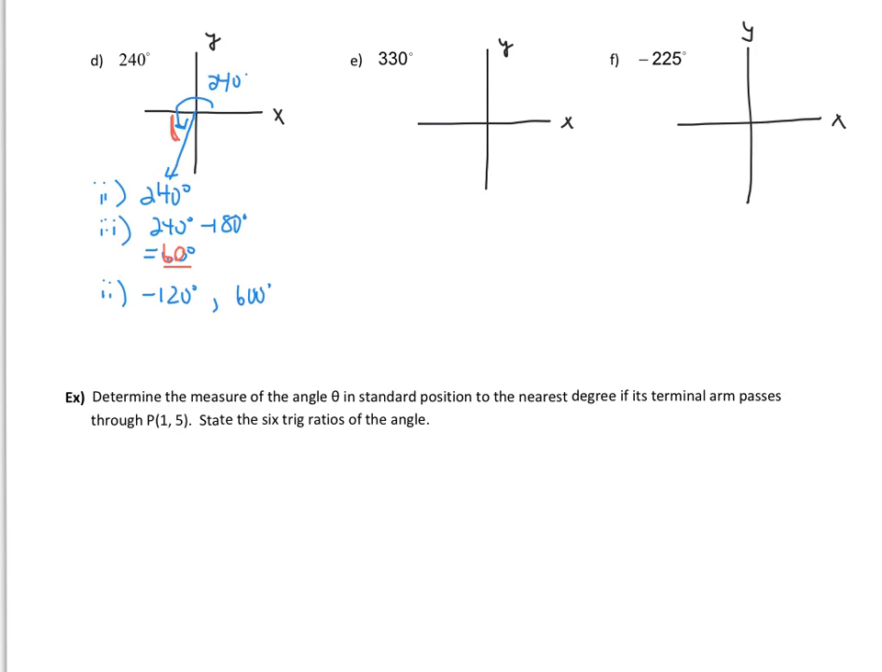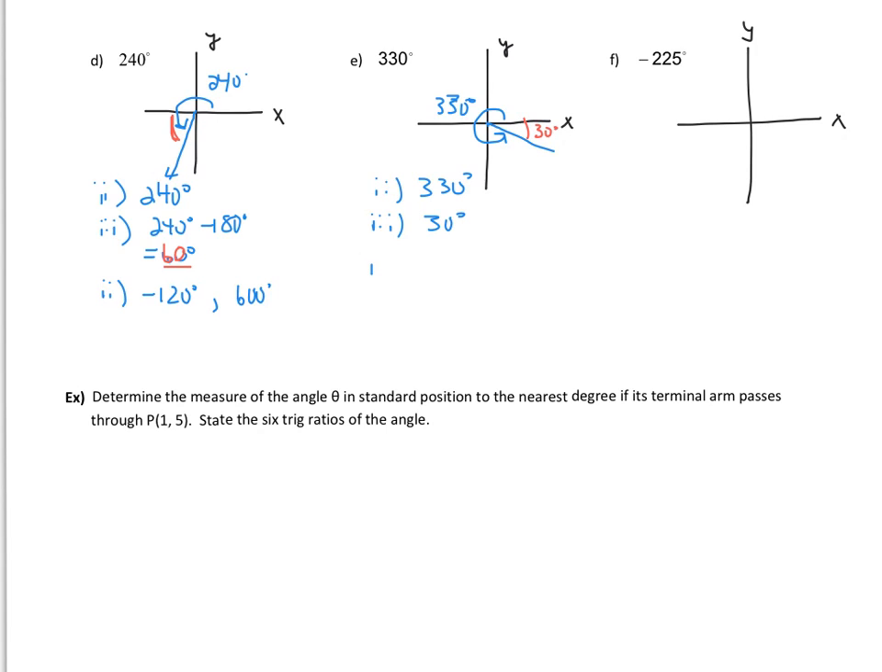All right, 330 degrees. If I take 360 and subtract 330, I get 30 degrees. So my related acute angle is this 30-degree angle in here, but my 330 is my principal angle going all the way around to that terminal arm that I drew in there. So my principal angle is 330 degrees. The related acute angle is 30 degrees.